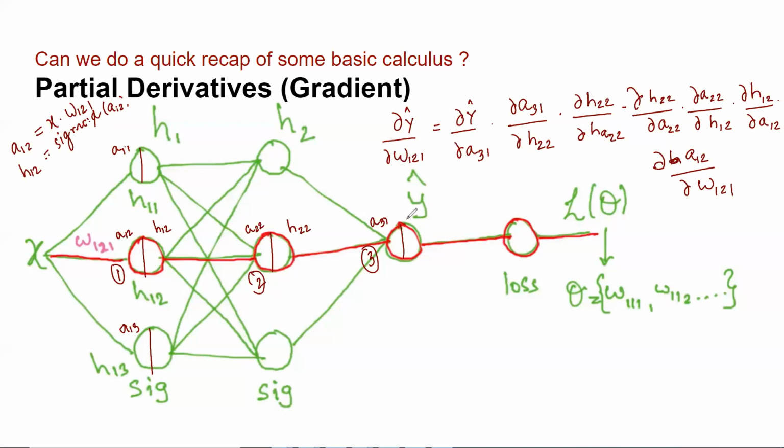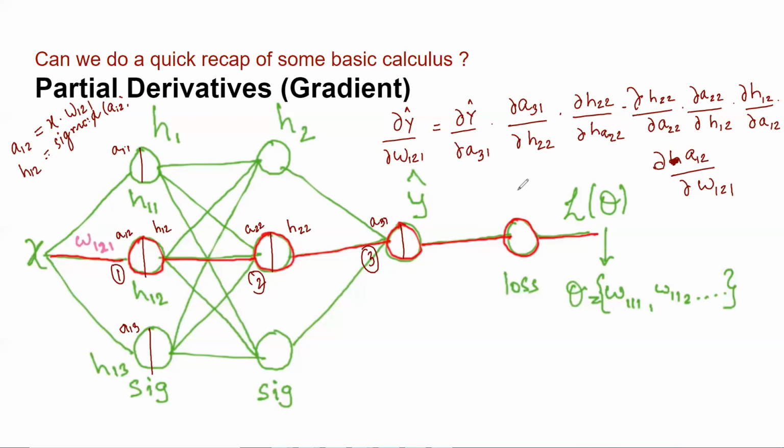If you want to check whether this expression is correct or not, you can see that things cancel out. This will get cancelled with this one, and ultimately you will be left with this derivative part. So if I give you all the values of weights and biases, we can compute this. It's just putting in the values of the derivatives.